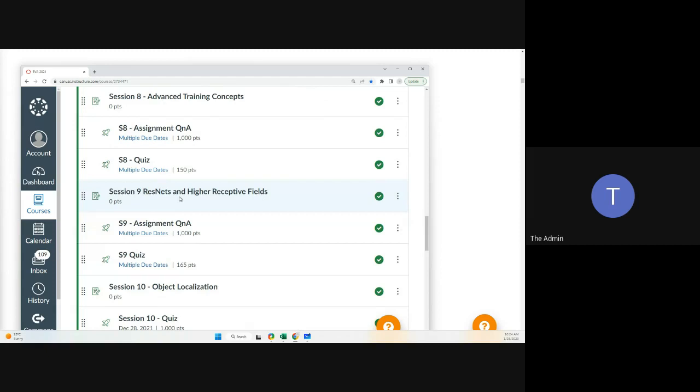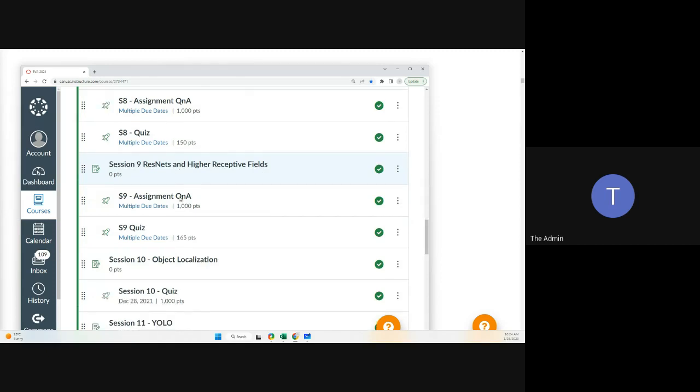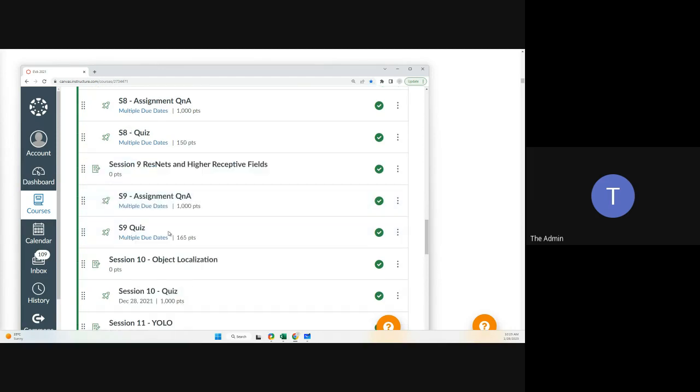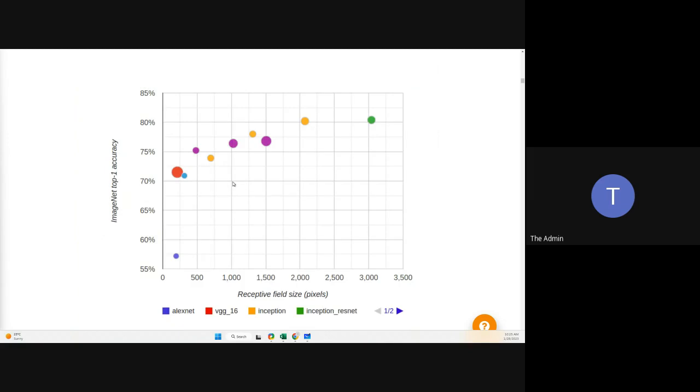Here we'll understand why we need to go to high receptive field. Then you go to object localization immediately, and from there the course is very different. In fact, I think the 9th session deviates from the older course. Even right now, our course is very different from the old one. A lot of new things have been added. So we'll understand this as we move forward.